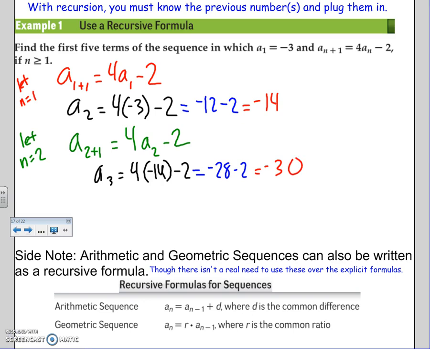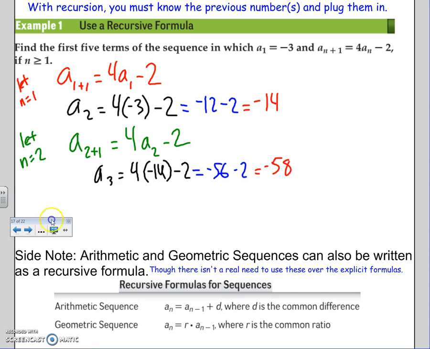Actually, I just caught myself. 4 times negative 14 is not negative 28, I did times 2. It's negative 56. So negative 56 minus 2 gives us negative 58. There's our third term. Let's find the fourth term.